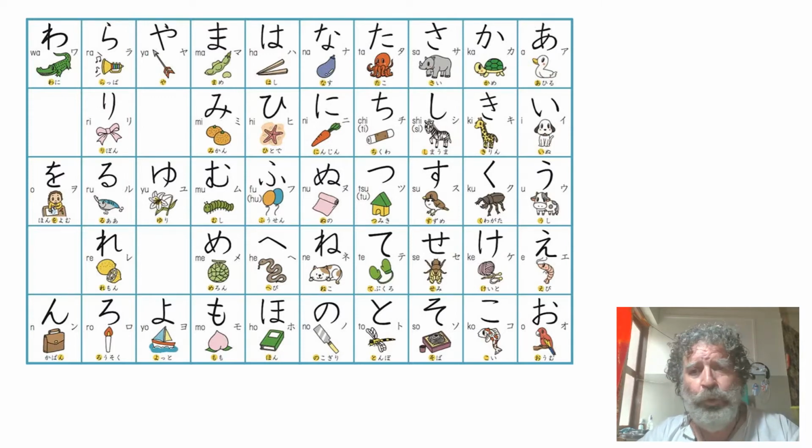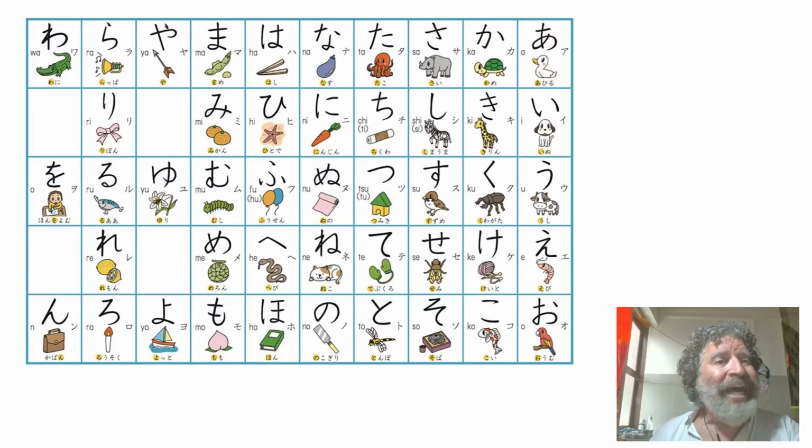A, I, U, E, O, ka, ki, ku, ke, ko, sa, shi, su, se, so, ta, chi, tsu, te, to, na, ni, nu, ne, no, ha, hi, hu, he, ho, ma, mi, mu, me, mo, ya, yu, yo, ra, ri, ru, re, ro, wa, o, and n.